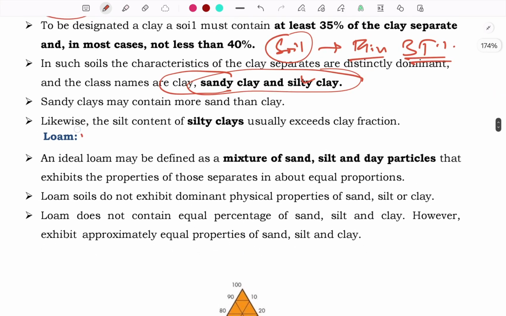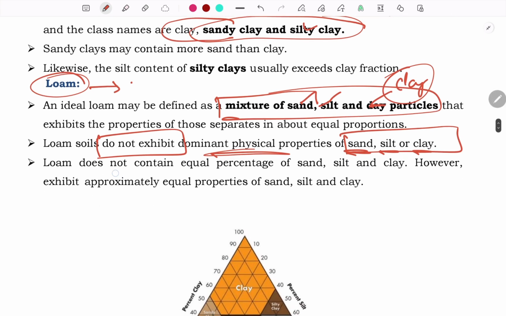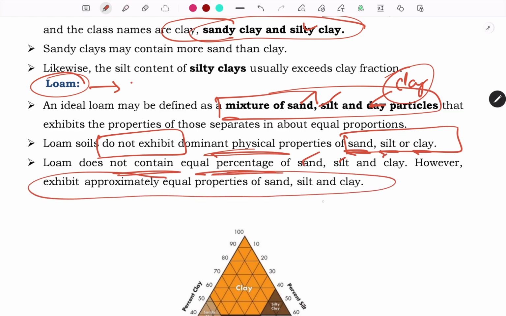The next type of soil is loamy soil. It's a mixture of sand, silt and clay particles in any proportion. Loamy soil does not exhibit the dominant physical properties of sand, silt or clay individually, because it is a mixture of them. The loam does not contain equal percentages of sand, silt and clay. However, it exhibits approximately equal properties of sand, silt and clay.